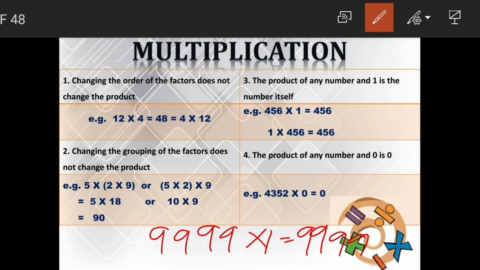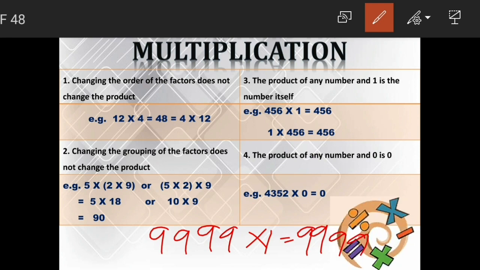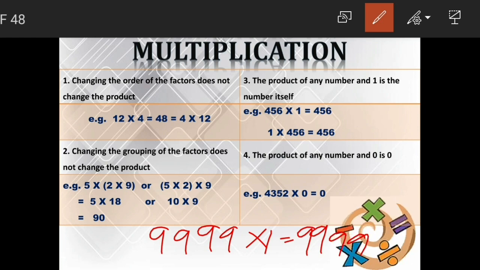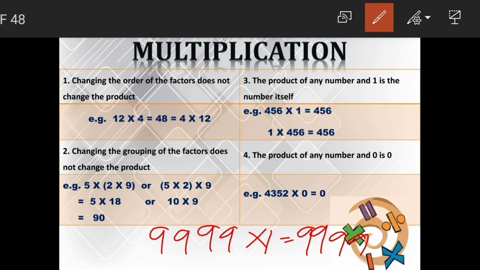The last one is that the product of any number and 0 is 0. When you multiply any number with 0, the answer is always 0.